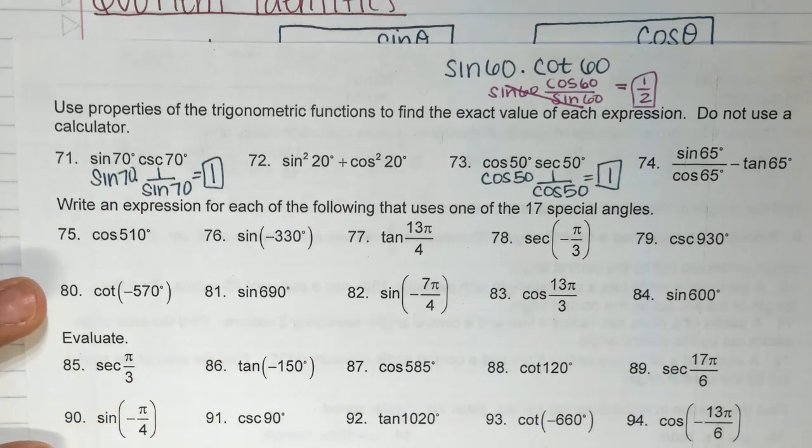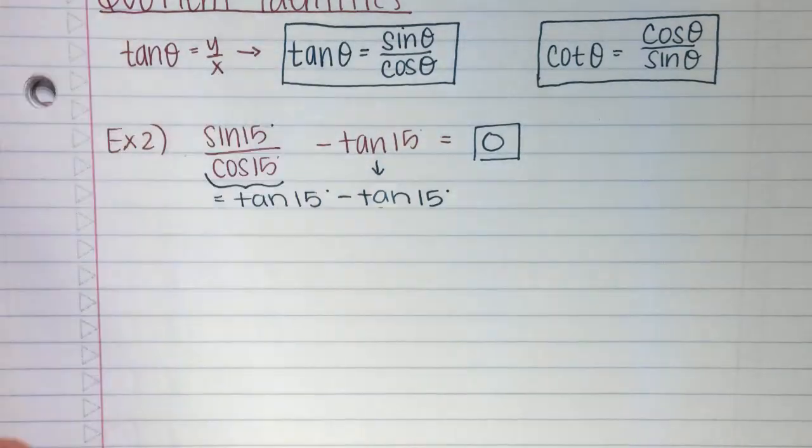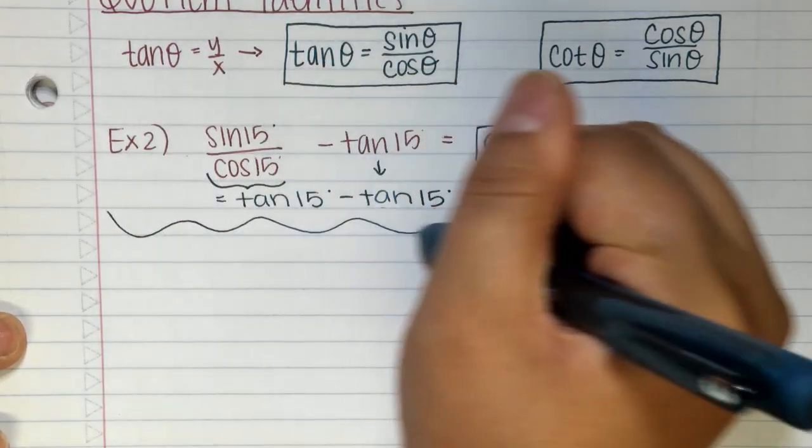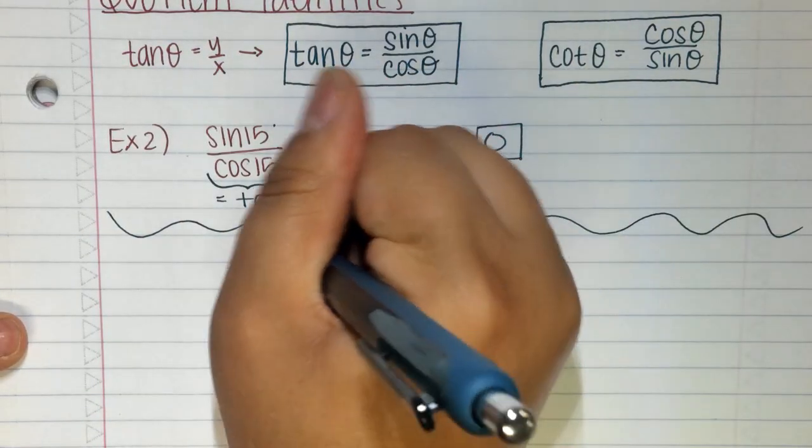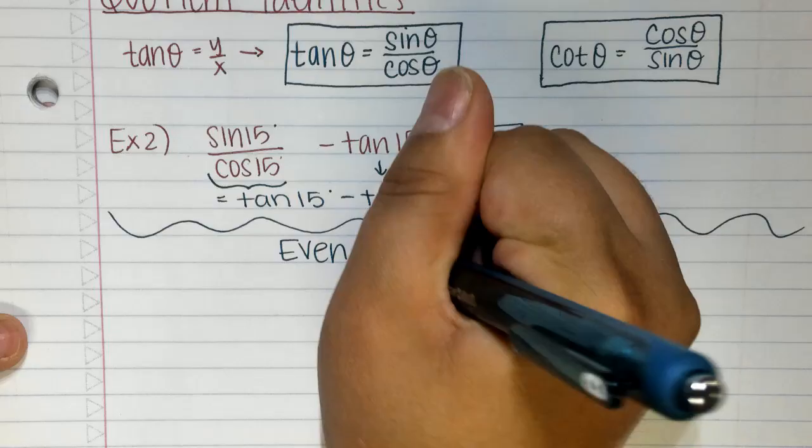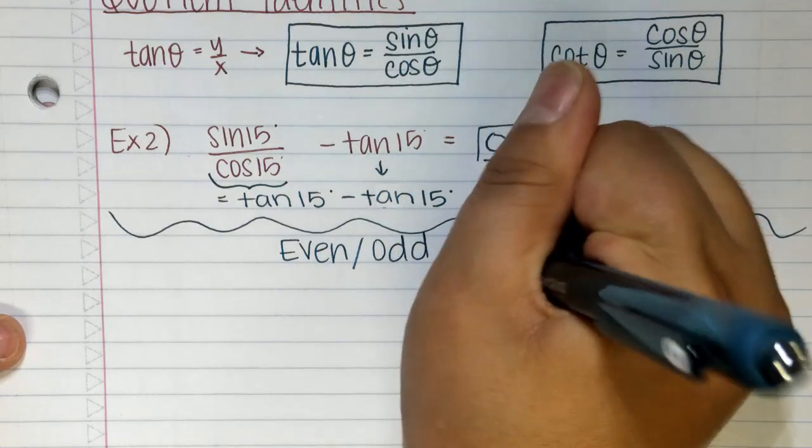Okay? All right. Now we're done with identities. We can do a little squiggly break. Now we're going to talk about even and odd functions, or properties.